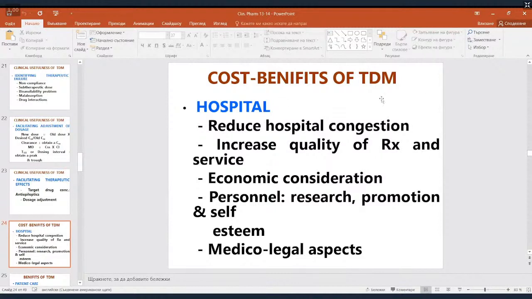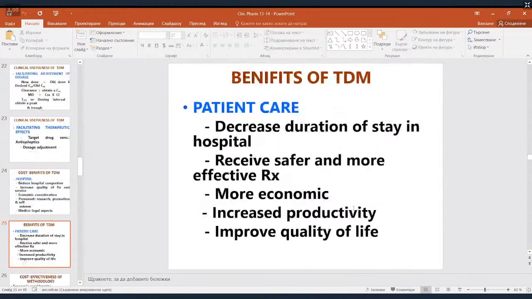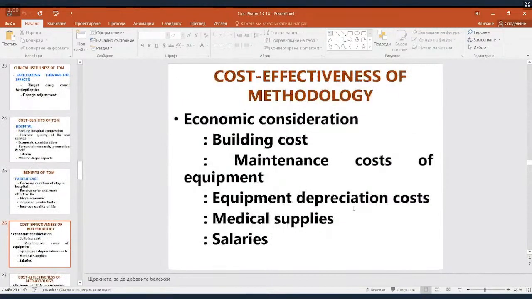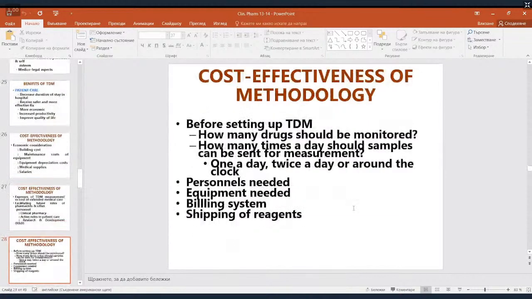But TDM has been shown to reduce some hospital congestion to some extent, increase the quality of therapy and service, and also it promotes research and science. There is also a medical legal aspect, like when we're talking about alcohol, of course. And again, we need to consider when we really need therapeutic drug monitoring and when we don't need therapeutic drug monitoring.